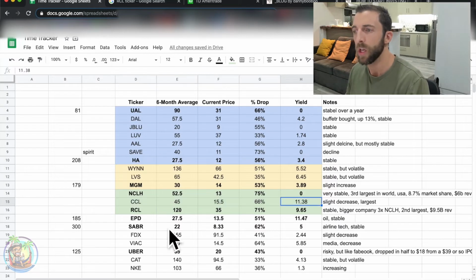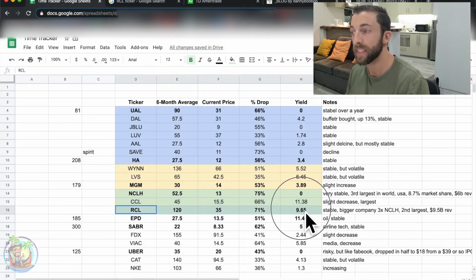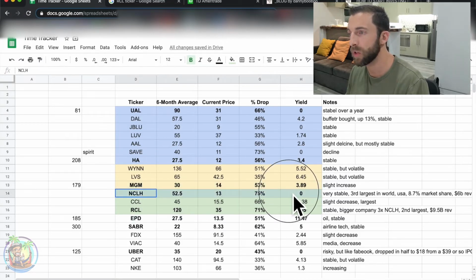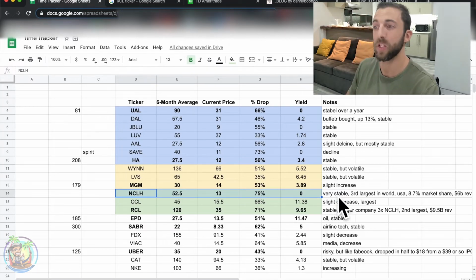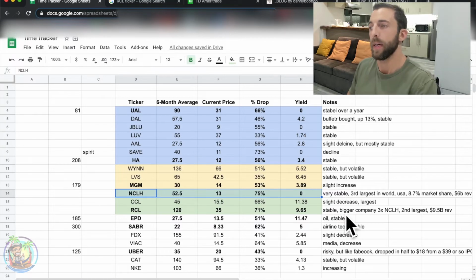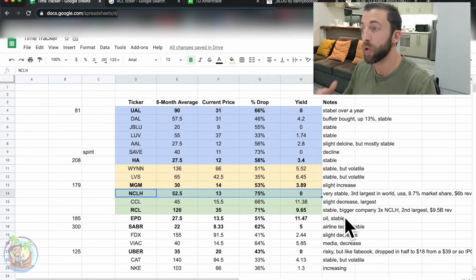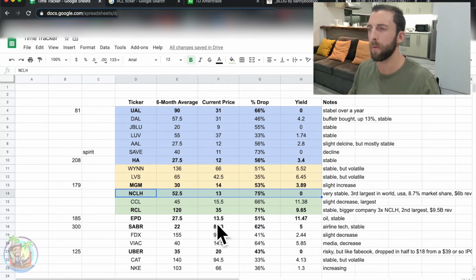It has a nice yield. So, Royal Caribbean has a 10% yield, 70% drop. Norwegian has a 0% yield, 70% drop. They're very stable. Norwegian is the third largest. They have an 8.7 market share, about $6 billion in revenue last year. Royal Caribbean is three times the size of Norwegian, second largest in the industry, $9.5 billion revenue. We'll see which one I do there.